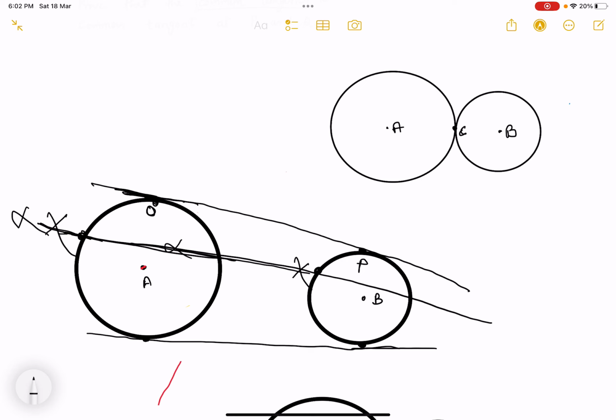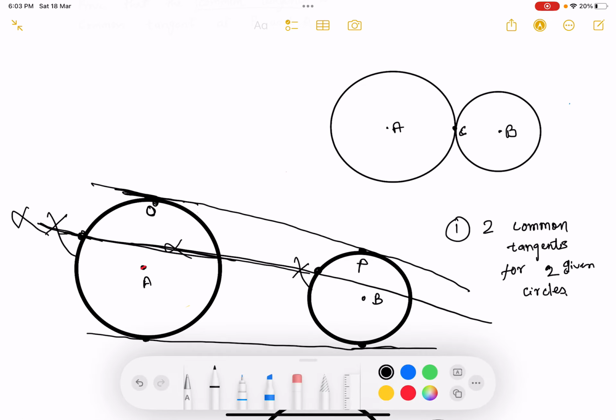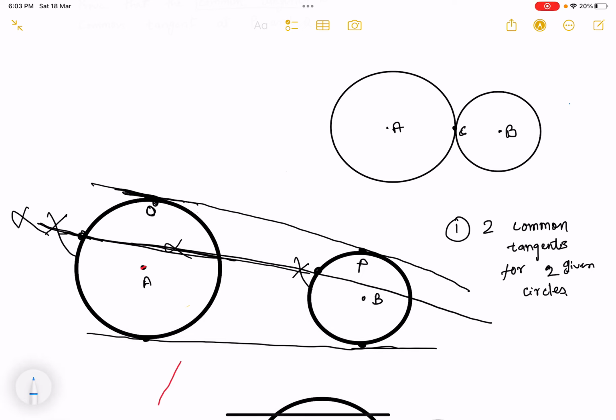So what is an important observation here? The first important observation is we can draw two common tangents for two given circles. And no matter how hard you try, you can never find a line which is tangent to both circles, more than two. These two lines we know, but okay, let's try here.